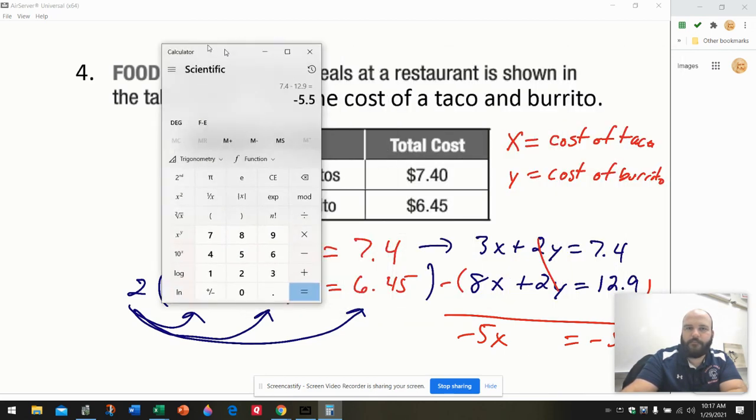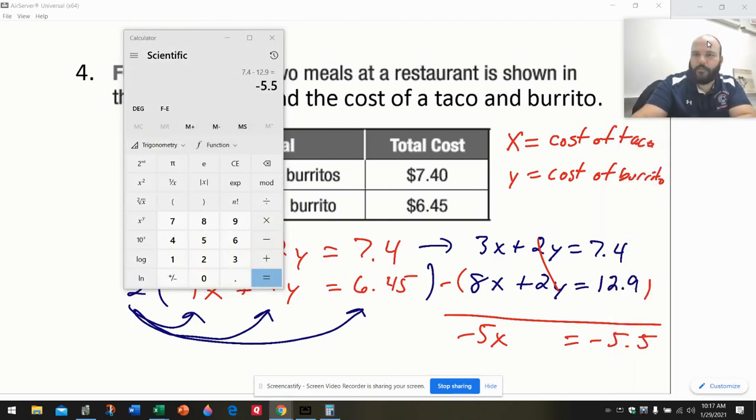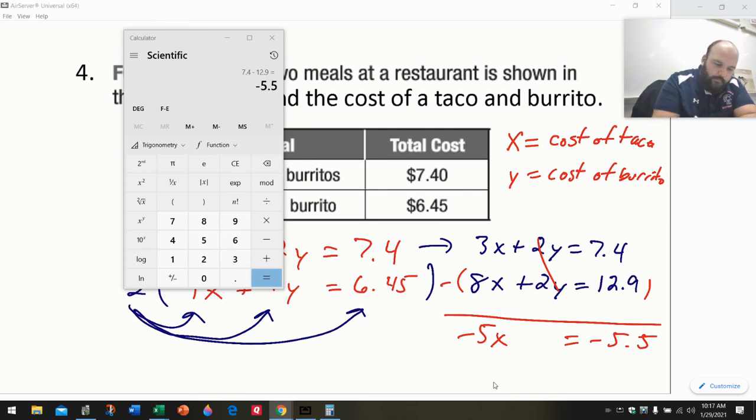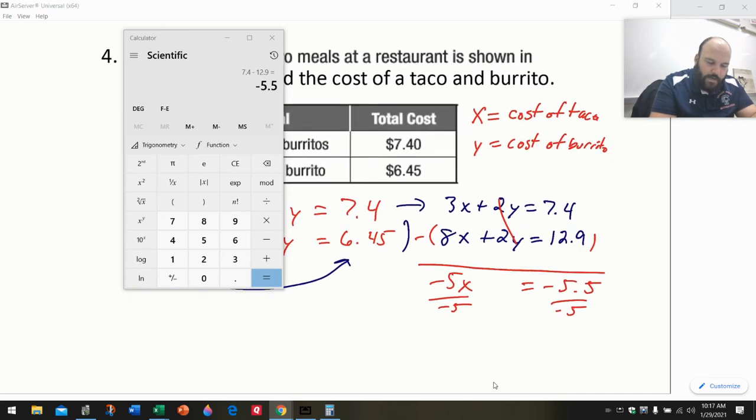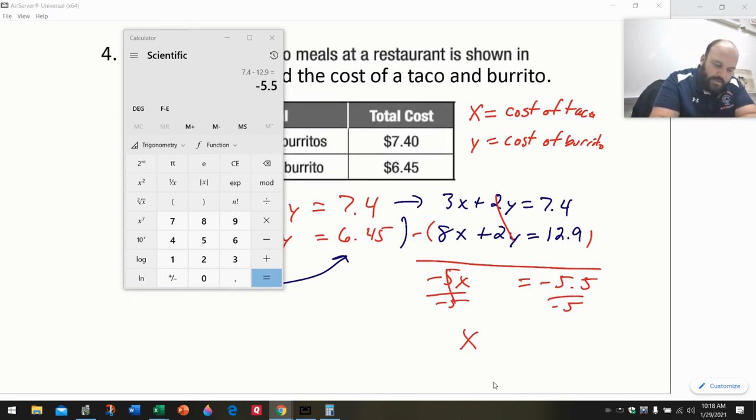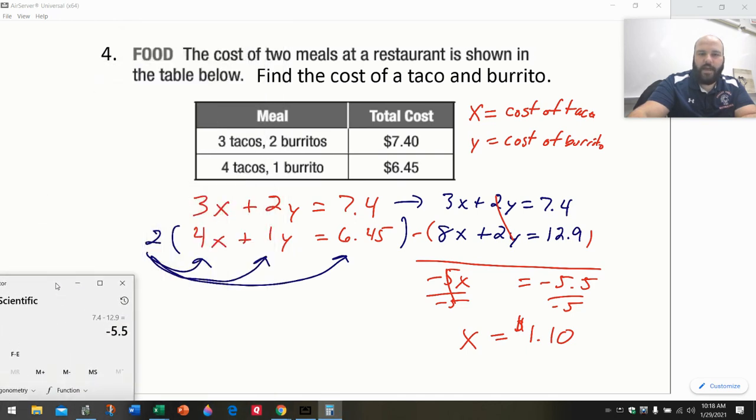Okay. The last thing we need to do is divide this equation by negative 5. And when I do that, I get x equals 1.1. Now remember, x is the cost. So this is $1.10 for a taco.